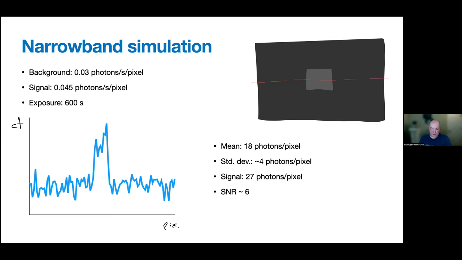But look at the graph. A lot has changed here. And the reason why a lot has changed is that the mean signal from the background went from 600 photons per pixel to only 18. It's 3%. As a consequence, the standard deviation also went down, and it's now just 4 photons per pixel. The signal, on the other hand, went from 30 photons per pixel to just 27, did not go down by much. The signal-to-noise ratio has increased a lot. We went from a signal-to-noise ratio of 1 to a signal-to-noise ratio of 6, which makes this object very detectable, as you can see.